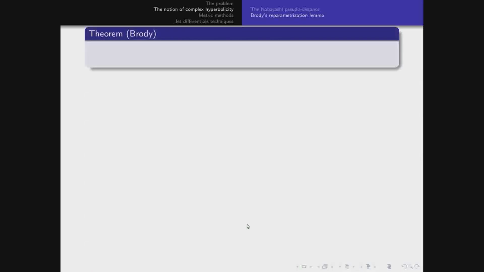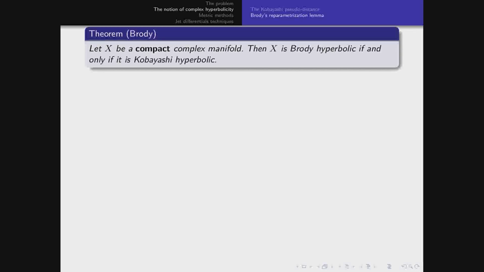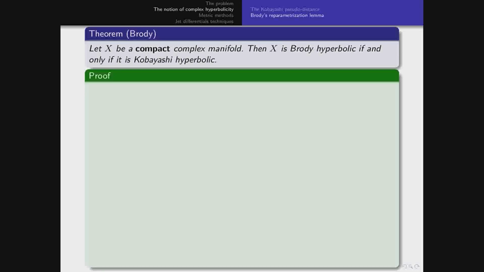Okay, so now we can prove Brody's theorem, namely that Kobayashi hyperbolicity is equivalent to Brody hyperbolicity in the case of compact manifolds. So take X a compact complex manifold. Then I claim that X is Brody hyperbolic if and only if it's Kobayashi hyperbolic. So we'll prove that if X is Brody hyperbolic, then it is Kobayashi hyperbolic. So fix a Hermitian metric on X and assume that X is not Kobayashi hyperbolic. We want to prove that it's not Brody hyperbolic.